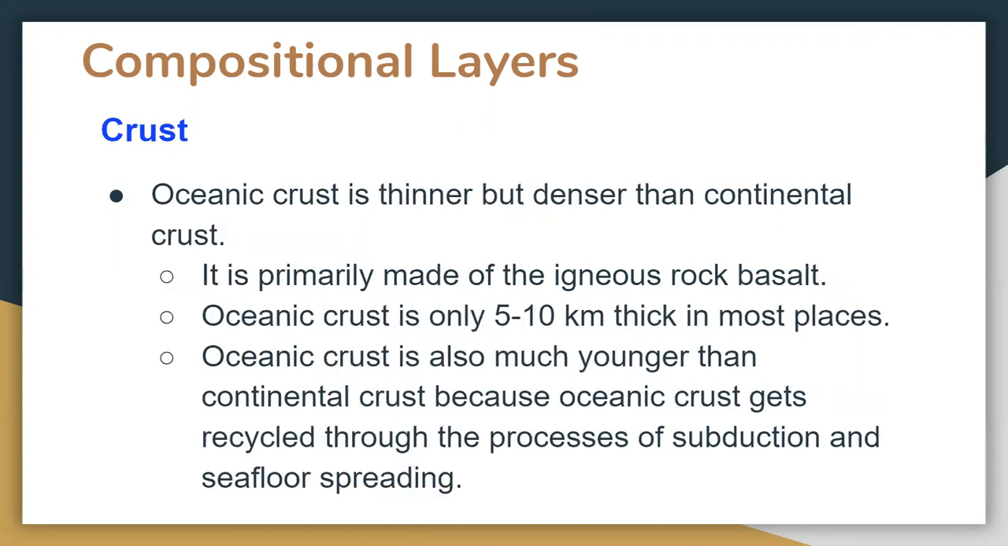Oceanic crust is thinner but denser than continental crust. It is primarily made of the igneous rock basalt, and oceanic crust is only 5 to 10 kilometers thick in most places. It's also much younger than continental crust because oceanic crust gets recycled through the processes of subduction and seafloor spreading. And this is a process that we'll talk a lot more about when we get into plate tectonics, which is where we're heading next.